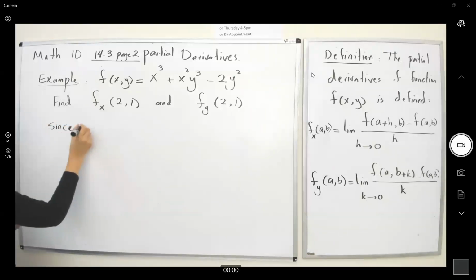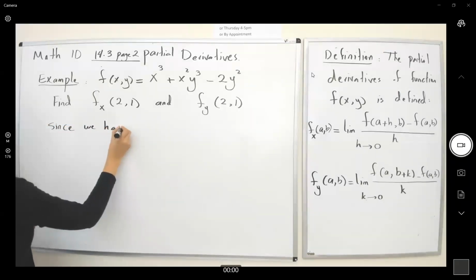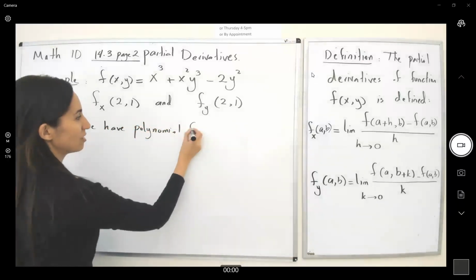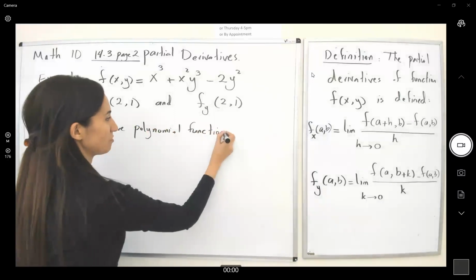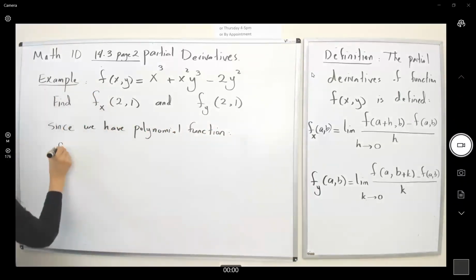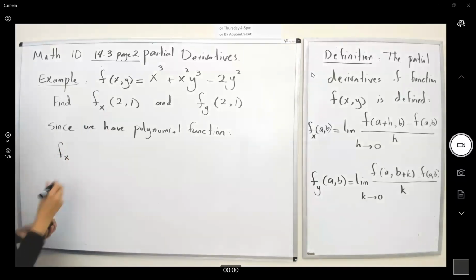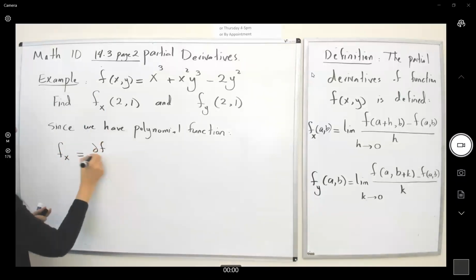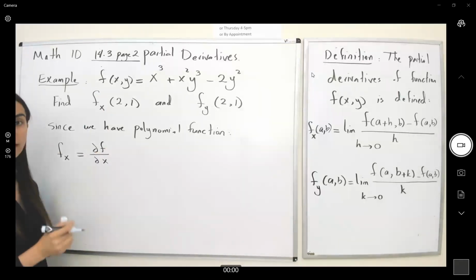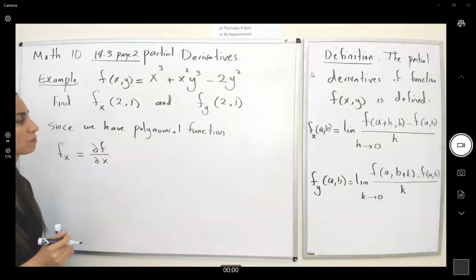Since we have a polynomial function, you can just do the shortcut to find the partial derivative of f with respect to x. We just fix the second variable, y.